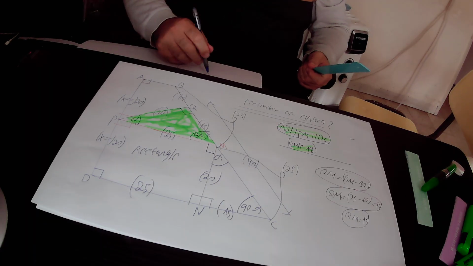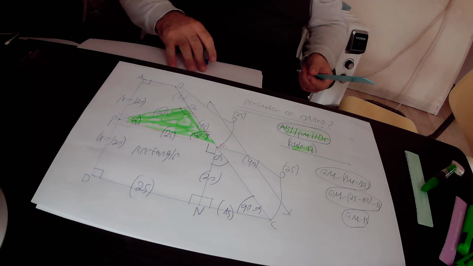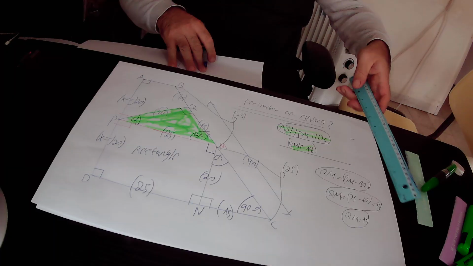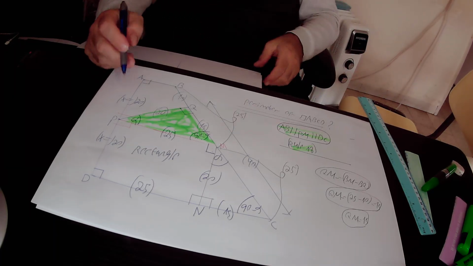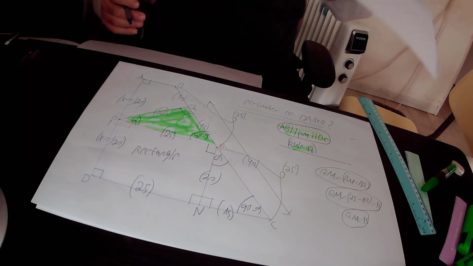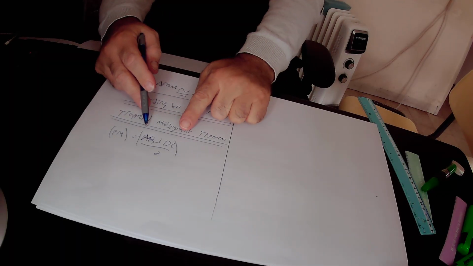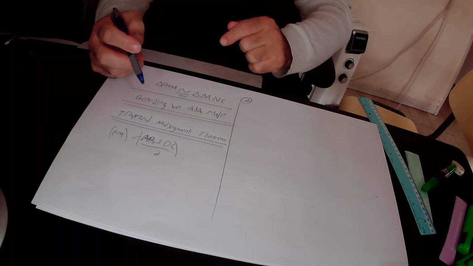Repeat again. According to the trapezoid mid-segment theorem, the length of this mid-segment PM in total is equal to the sum of its two parallel bases, that is to say AB plus DC over 2.